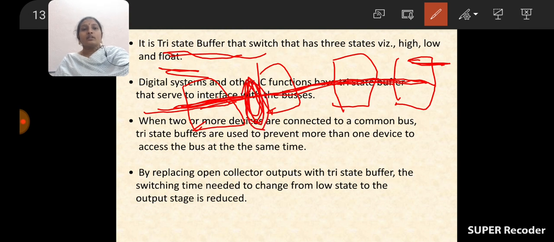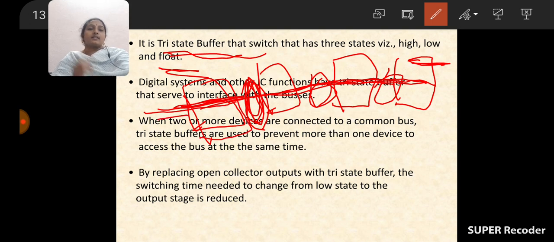Because of using the buffer, after sending the output of the first stage, it is passed to the second stage, and then it is given to the third stage with the help of the buffer. Because of this, no disturbances are there, and only one device will be accessed by the bus. After accessing the first device, only then can the other devices be accessed.